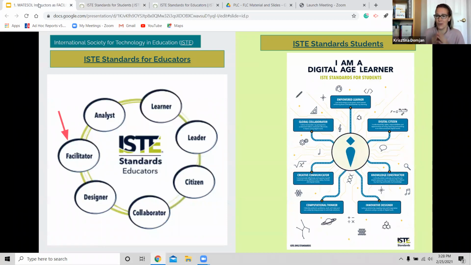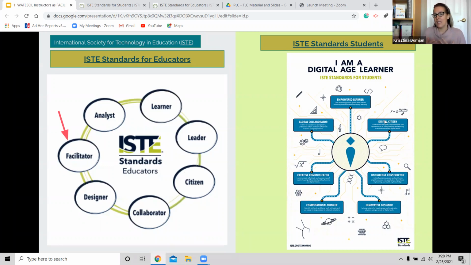What you can do is also this. After reading each standard, so just learning about the standards themselves, you can see how these standards for students and teachers might be similar. For instance, you might discover that in each group, being a learner is important, or being a digital citizen. So there are certain standards that are very, very similar.